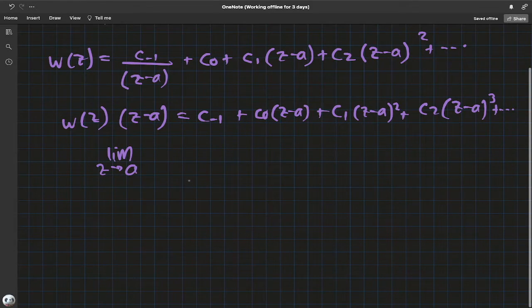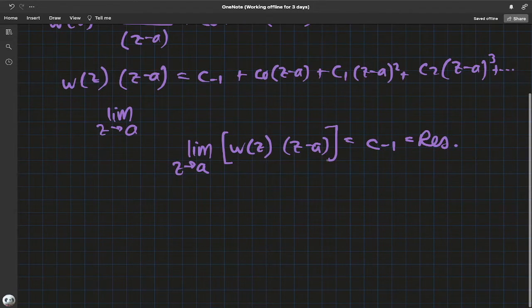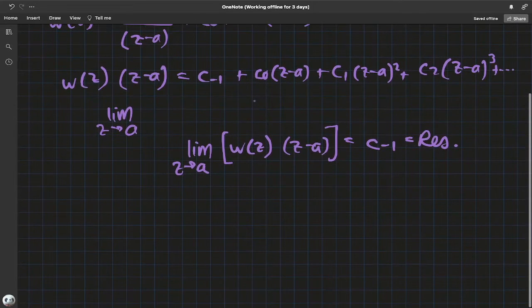So we have the limit as z goes to a of W of z times z minus a. The limit of this is nothing but c minus 1, which is the residue that we actually needed to find. This was for first order poles. What about higher order poles? We can generalize this method.